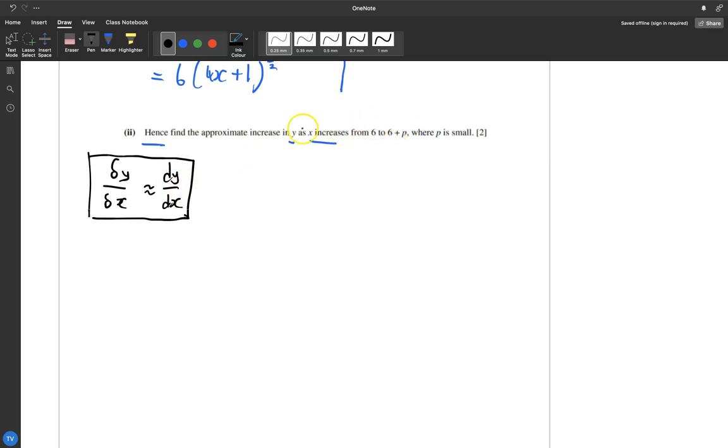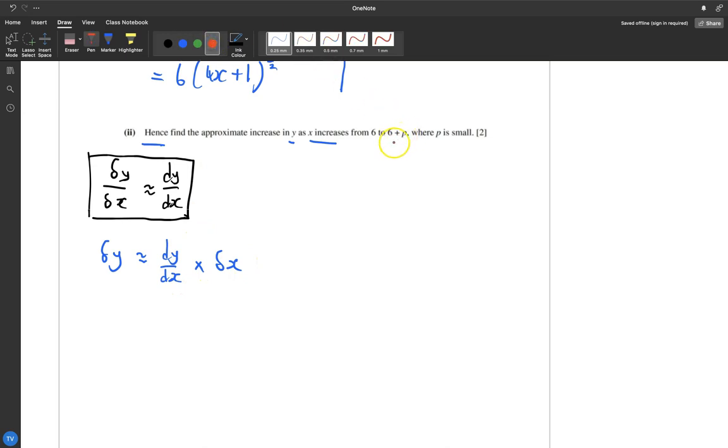So, in order for us to find the answer, first of all, we need to try and identify what we are looking at. We are trying to find the approximate change in y. So let me make that the subject. So delta y is approximately equal to dy dx multiplied by delta x. So we now only need to find the values for dy dx and delta x.